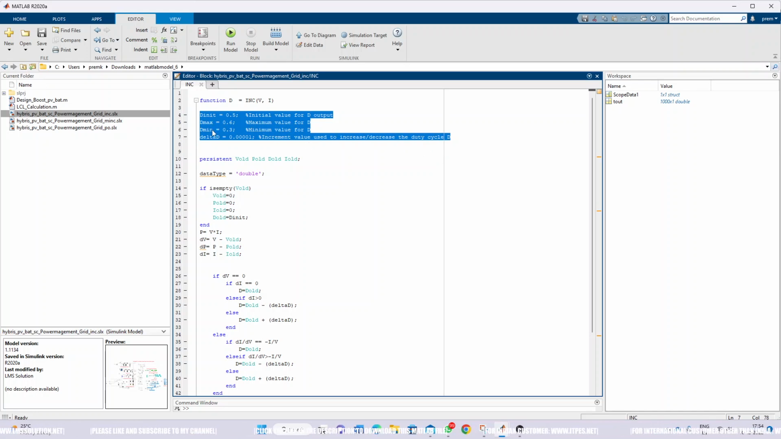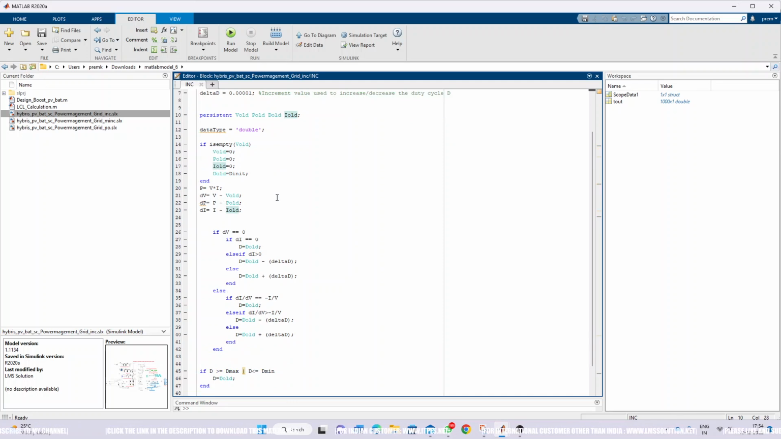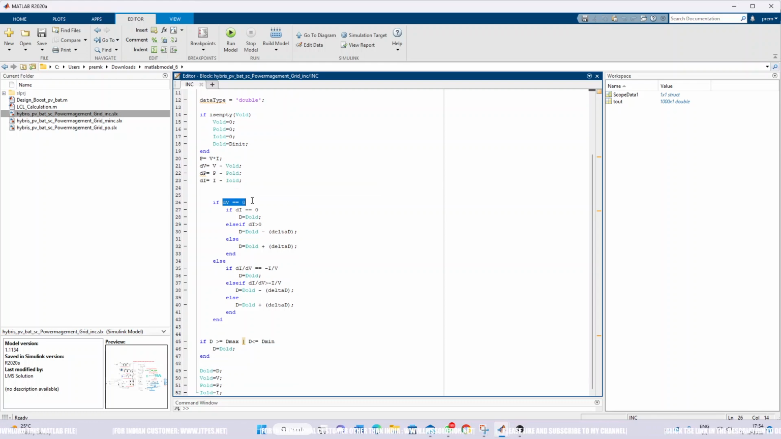cycle, minimum duty cycle, and the increase and decrease in the duty cycle. Then here you have to initialize V old, P old, D old, I old, and provide values for V old, P old, I old, and D old. Then you have to find the power, and then you have to find dV and dI. Then you have to check dV first, whether dV equals 0 or not, and then you have to check dI equals 0 or not.